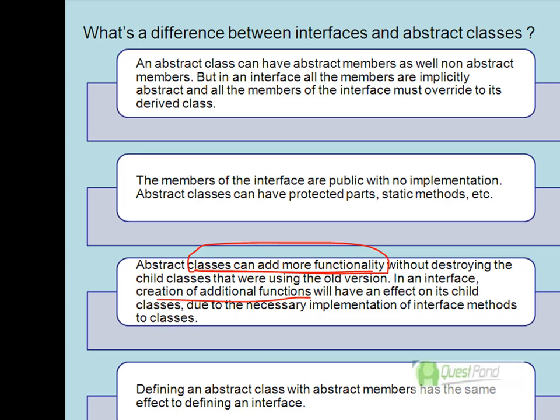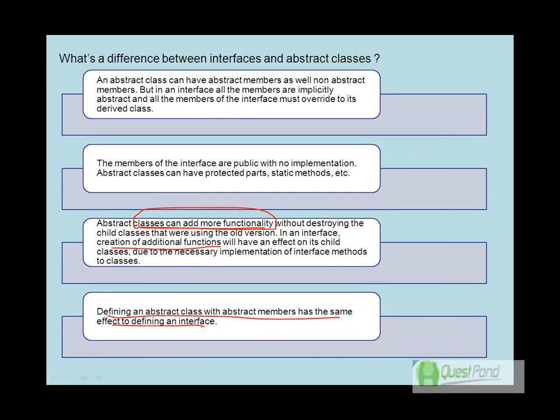The final one, it's not a difference as such, but if you define an abstract class with only abstract methods, it will have the same effect as an interface. So if you have an abstract class which has only abstract methods, the effect will be the same as defining an interface. So these are four important points to be remembered from the differentiation perspective of interfaces and abstract classes.